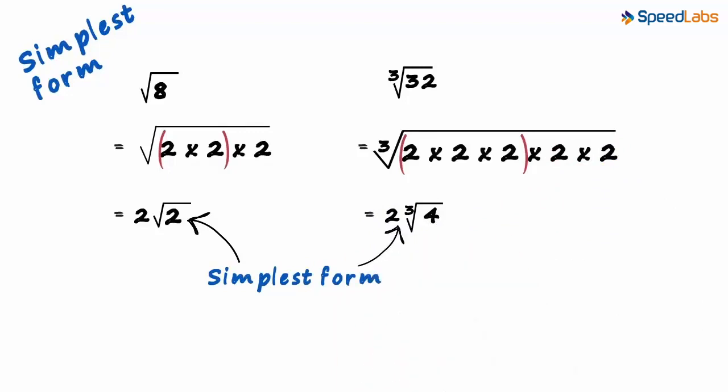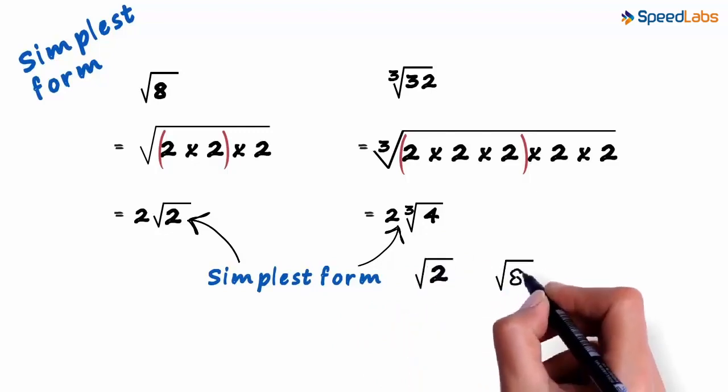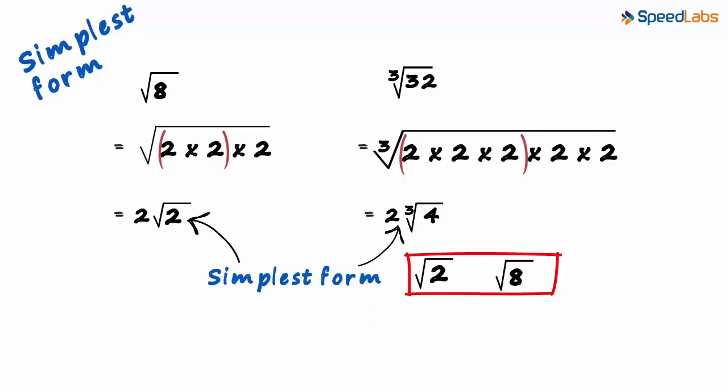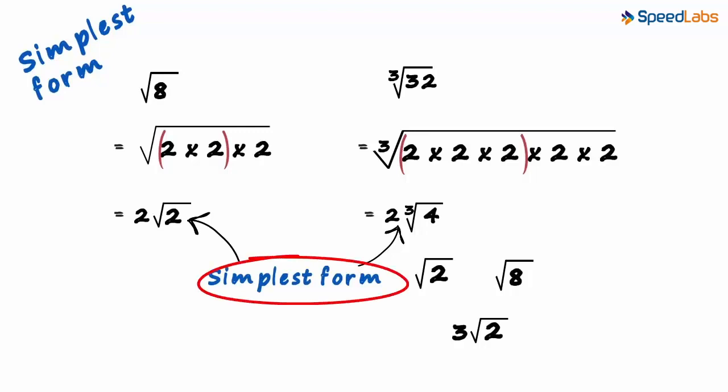What does this tell us? Assume we are given two numbers, root 2 and root 8, and we are asked if they can be added. Well, you might think no, since their base is different. But as we saw, root 8 can be written as 2 root 2. And the sum of root 2 and 2 root 2 will give us 3 root 2, or 3 multiplied by root 2. So before you solve any problem based on operations on real numbers, it would be a good idea to first reduce the number to its simplest form and then proceed.